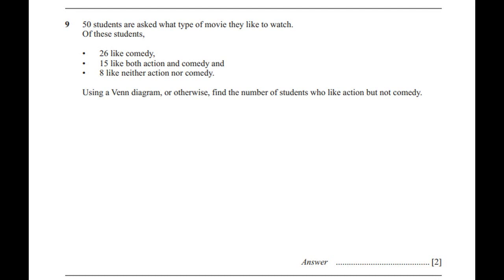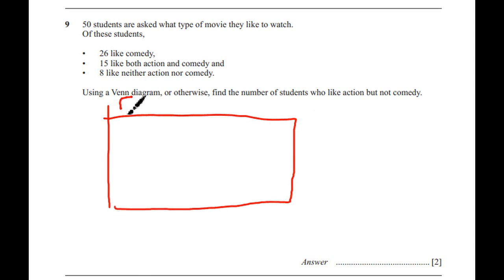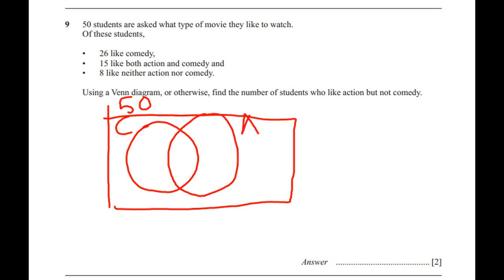Question 9. 50 students are asked what type of movies they like to watch. So we have total 50 students. 26 like comedy, 15 like both comedy and action. So this is the circle representing the set action. So 15 like both action and comedy, and 26 liked comedy. So 26 minus 15 is 11. 11 students like only comedy. 15 students like both comedy and action. 8 like neither action nor comedy.